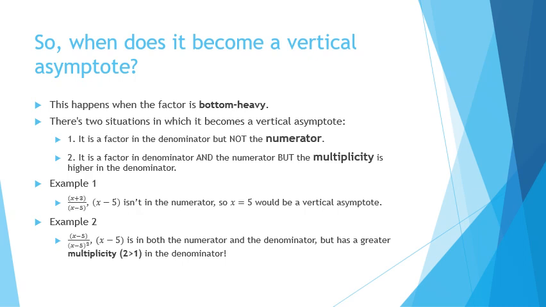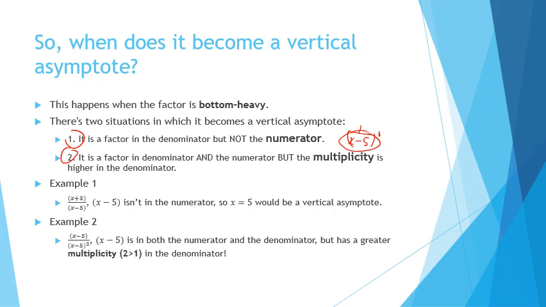All right, and a factor is bottom heavy in a few different situations. There's two that it could be. The first one is when it's in the denominator but not in the numerator. For example, if we just have 1 over x minus 5, that factor of x minus 5, or that 0 at x equals 5, is not in the numerator. It's only in the denominator, so that factor here has an exponent of 1 in the denominator, but is not seen in the numerator, which makes it bottom heavy. The other option is it's found in both the numerator and denominator, but the multiplicity, not the degree, but basically the degree of the factor, is higher in the denominator.